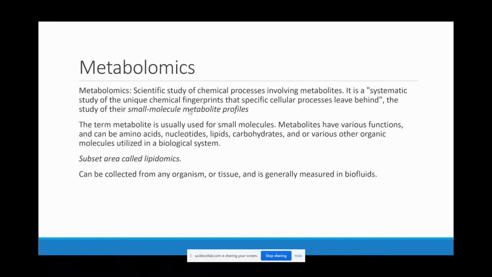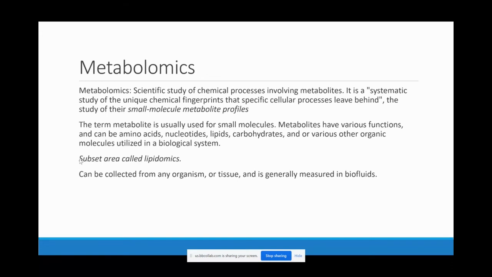Now, I will say, because lipids are so diverse, and we actually just spent a whole chapter talking about the diversity of lipids, there's many vitamins that are lipids, there's so many molecules that are lipids, there's actually a subset of metabolomics that's called lipidomics. So this is an area of metabolomics where we just look at lipids.